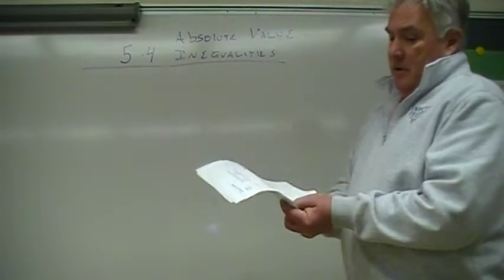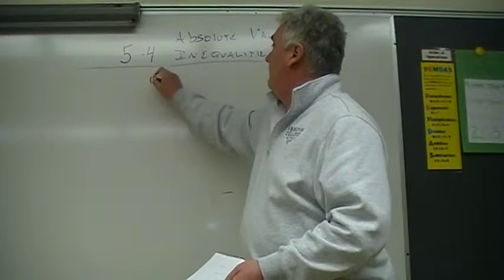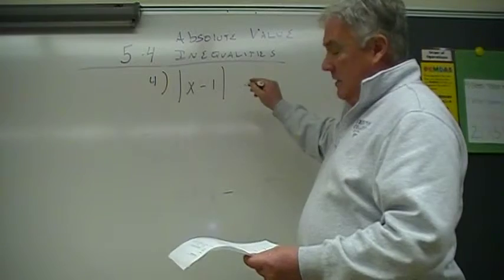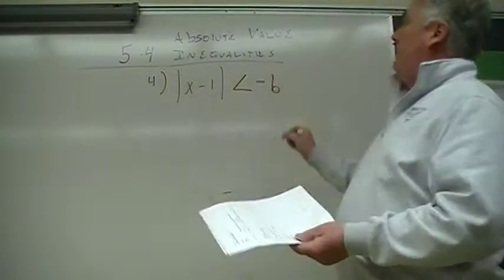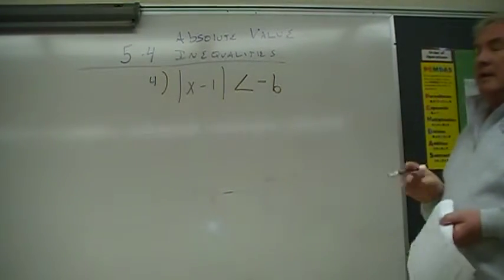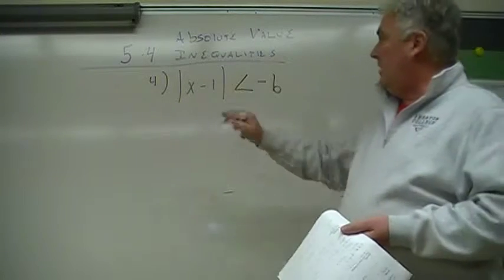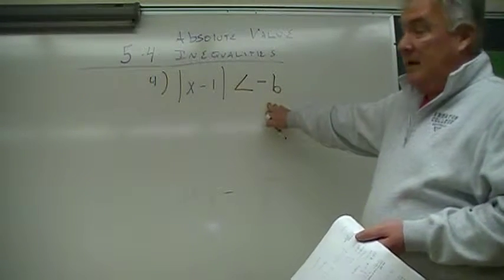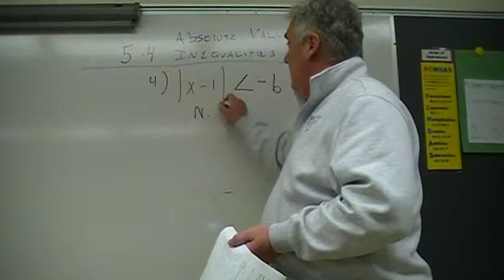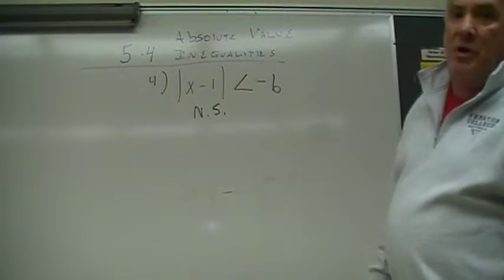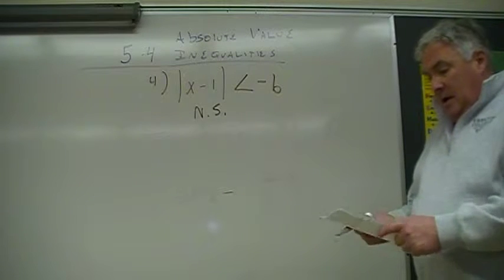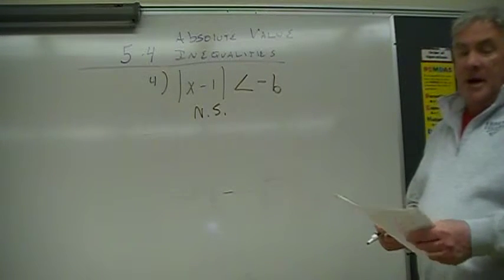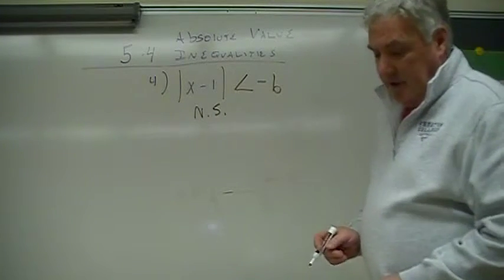Example number 4. Absolute value of x minus 1 is less than negative 6. A lot of times students will start solving it right away, and then recognize that this is a negative, and your answer is NS, no solution. And that reminds me, up at the top on number 2, I did not do the fill in the blanks.